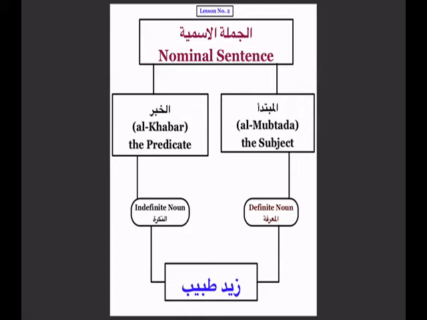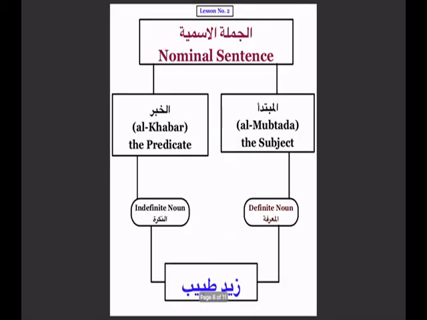The first part, that's al-mubtada, is always a definite noun, that's al-ma'rifah. As you have learned in the previous semester, nouns are either definite, al-ism al-ma'rifah, or indefinite, al-ism al-nakira. So al-jumla al-ismiya begins with al-ism al-ma'rifah, a definite noun, followed by an indefinite noun, al-nakira. You can have a look at the sentences that we learned in the first lesson.